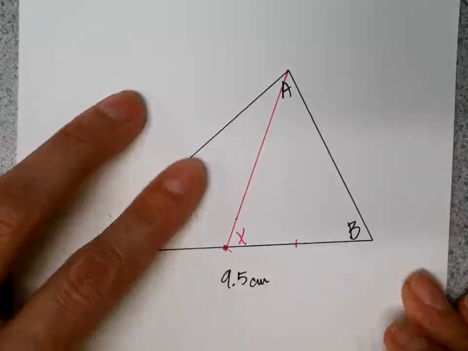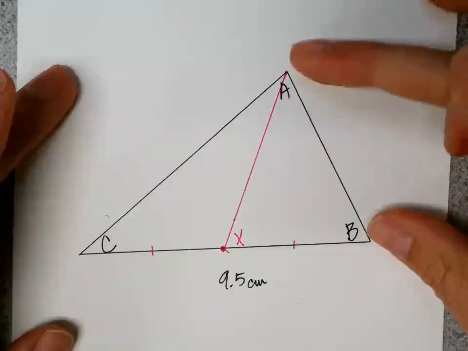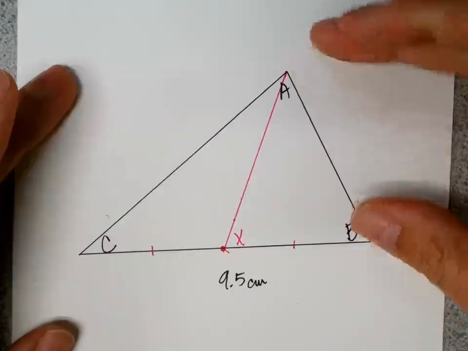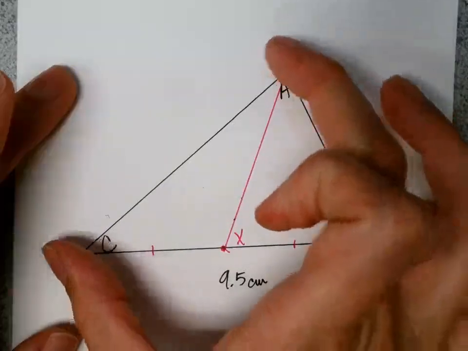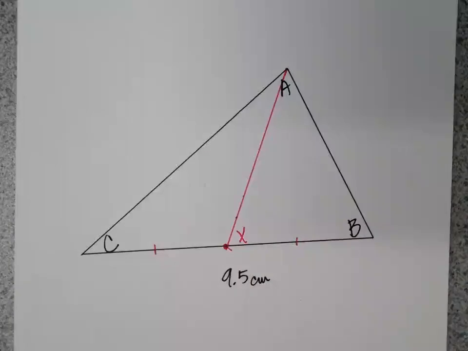Okay, you're going to do two more. Do the median for this side, AB, and call it Z. And then we're going to do the median and midpoint for this side, AC, and we're going to call it Y, just like it says in your notes. So you guys can go ahead and do that.